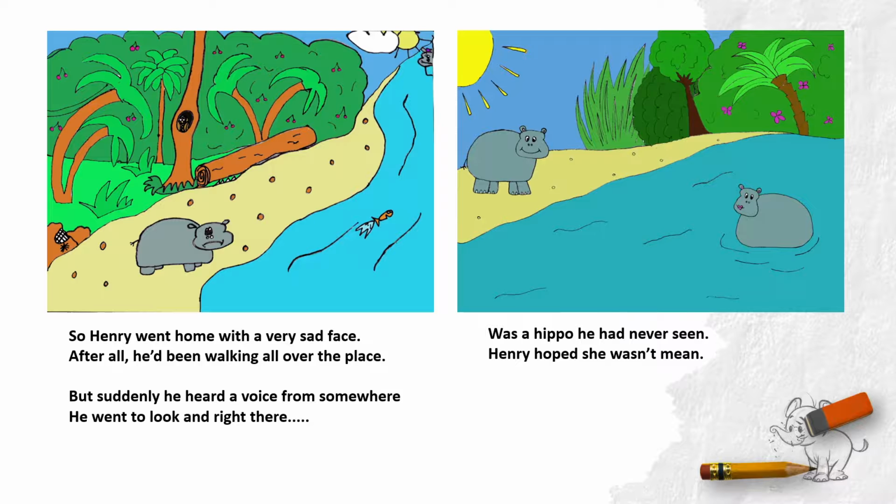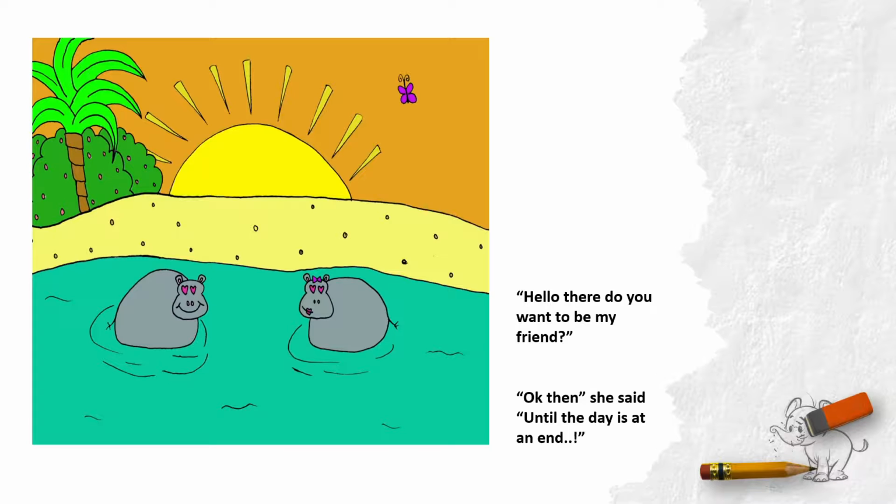So Henry went home with a very sad face. After all, he'd been walking all over the place. But suddenly he heard a voice from somewhere. He went to look, and right there was a hippo he'd never seen. Henry hoped she wasn't mean. "Hello there, do you want to be my friend?" "Okay then," she said, "until the day is at an end."